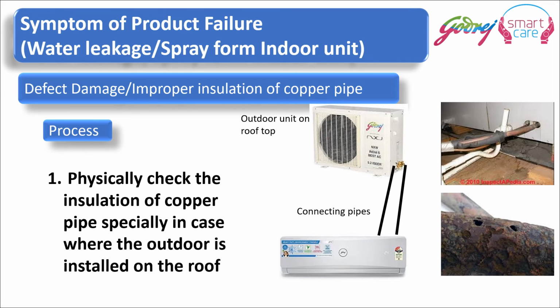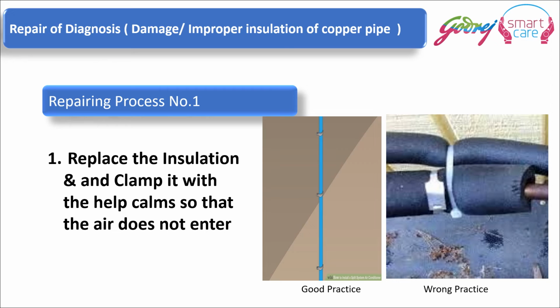We have to physically check the insulation of the copper pipe, especially if the outdoor unit is installed on the roof, because the water droplets can trace the copper pipe and come into the indoor unit also. If any cut in the insulation is found, we have to re-insulate with the proper foam pipe or foam insulation, which we usually use for the copper pipes connecting the indoor and the outdoor unit. We have to clamp it with a wire tie or cable tie or some other clamping method so that it does not get loosened up.